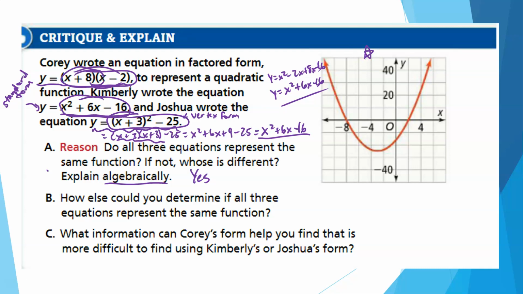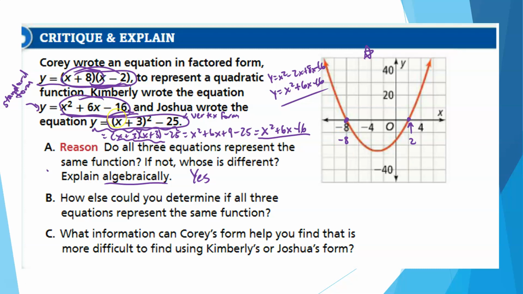Last but not least, it says, what information can Corey's form help you find that is more difficult to find using Kimberly's or Joshua's? Now, we've talked about with vertex form and standard form how we can find the vertex. But one thing we haven't looked at, I guess we looked at a little bit graphically, but these are called the zeros of the function. So this is showing that there's a zero at 2 and negative 8.